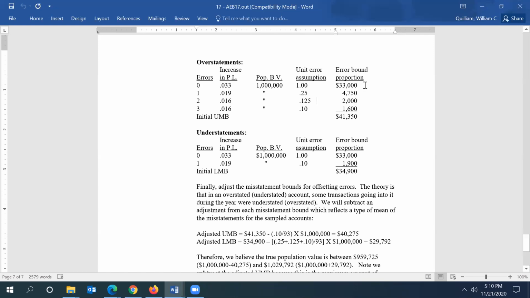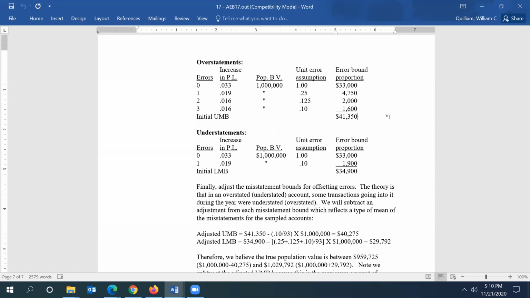The first one is the same $33,000 we saw. Then the second one pushes it up by an additional $4,750. Next error we found pushes up by $2,000. Next error we find pushes up by $1,600. So the initial upper misstatement bound, or initial upper confidence limit, is going to be $41,350. So this upper tail is going to be pushed out to $41,350. I will adjust that for a reason in just a moment. So it pushes it out. Now we're still okay, we're still under 50,000.